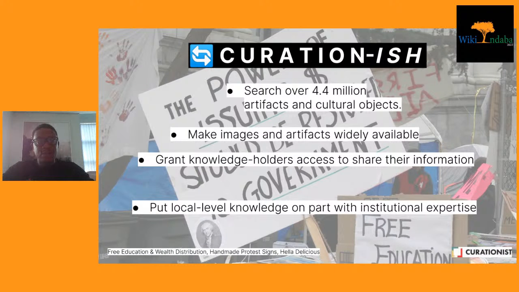Curationist, one of my colleagues decided to make it sound as if it's curation-ish. So it's just a funny way of calling Curationist in our own way. So with Curationist, you can search over 4.4 million artifacts and cultural objects around the world on a single platform. So we say that Curationist is more like the Wikipedia of art and culture.